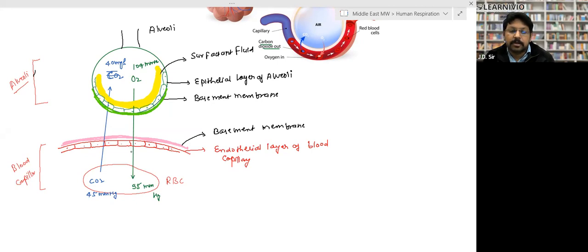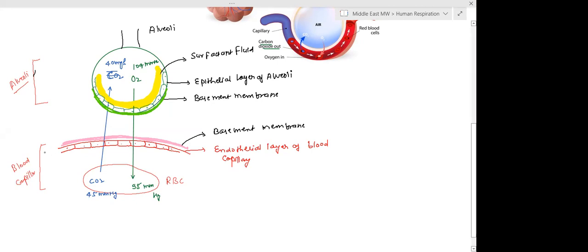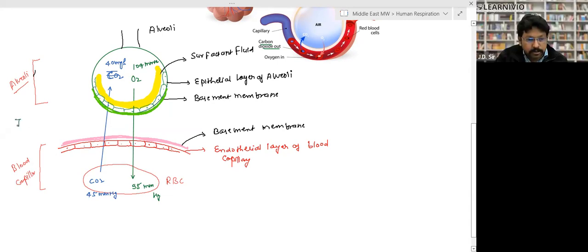This gap is called interstitial space. Let me write it down. This gap is called interstitial space. Did you note it down?